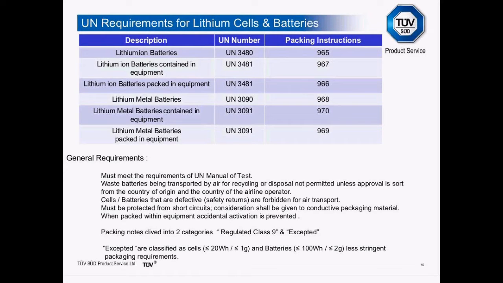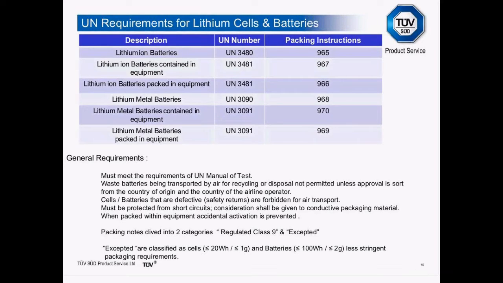For air transportation, the packing notes have basic common general requirements. The requirement is that it must actually meet the UN Manual of Tests criteria. Waste batteries being transported by air for recycling and disposal are not permitted unless approval is sought from the country of origin and the country of the airline operator. Cells that are defective in terms of safety returns, so there's a safety problem with the cell or battery, are forbidden for air transportation.